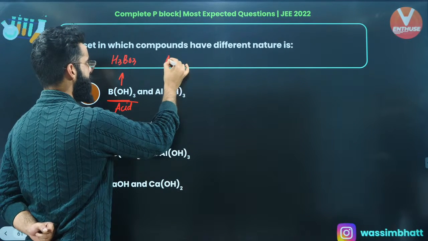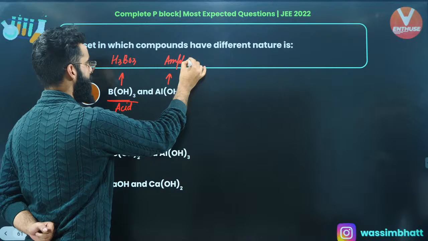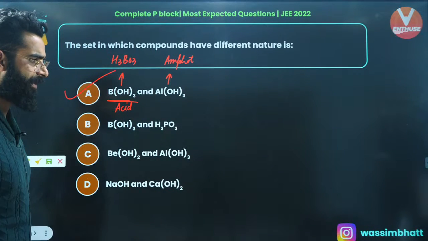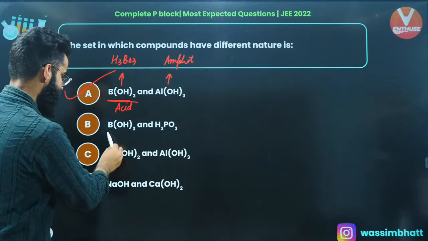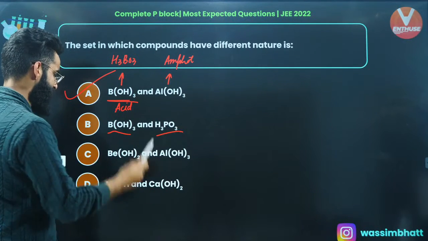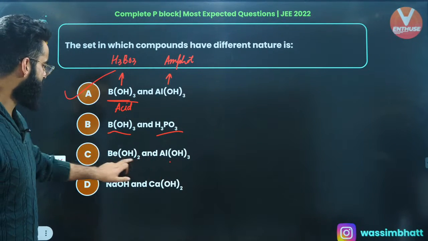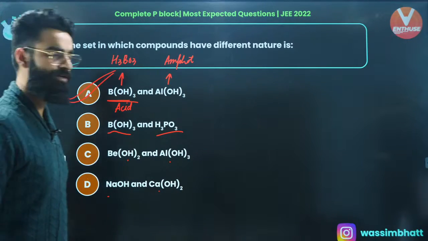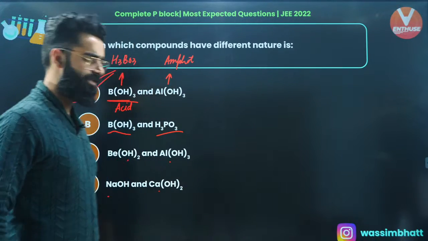It is amphoteric in nature, my dear people. It is amphoteric in nature. Perfect. So the first one is the one which is correct among all, right? Yes. Otherwise, this is acidic, same nature. Perfect. This is amphoteric, same nature. This is basic, same nature. So option A is going to be the correct answer of this particular question.